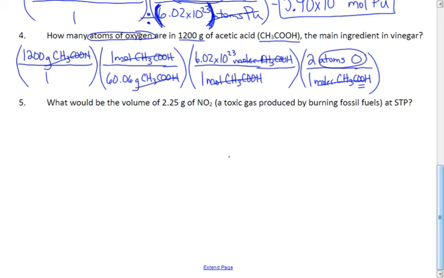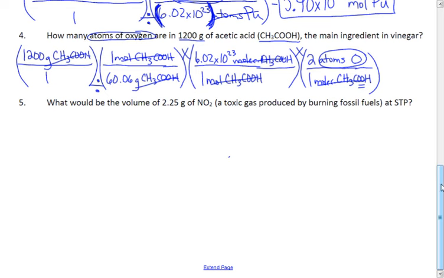When you go to type this into your calculator, we're going to start with our 1,200 grams. We'll divide by our 60.06. We're going to multiply by the 6.02 times 10 to the 23rd, and we're going to multiply times 2. If it's on top of the line, you multiply. If it's below the line, you divide by it.